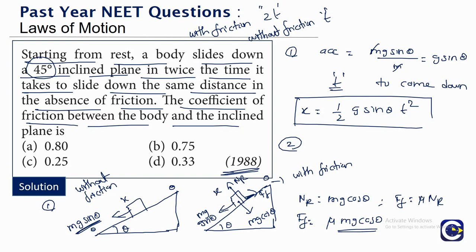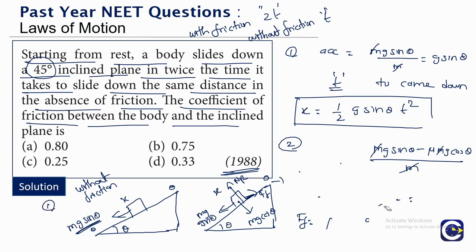So there is a downward force of mg sin theta. Frictional force is mu into mg cos theta. Net force, what is net force? Downward force minus the upward force. Net force by the mass, m will get cancelled. That is the acceleration. Second case, down the plane, what is the acceleration value? It will be g sin theta minus mu g cos theta.